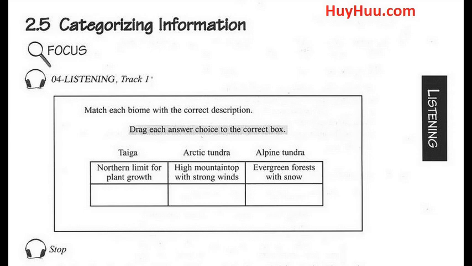Alpine tundra occurs in all latitudes. That means even in the tropics, anywhere the elevation is high enough. Here, above the tree line, strong winds and cold temperatures create plant communities similar to those of the Arctic tundra. Match each biome with the correct description.